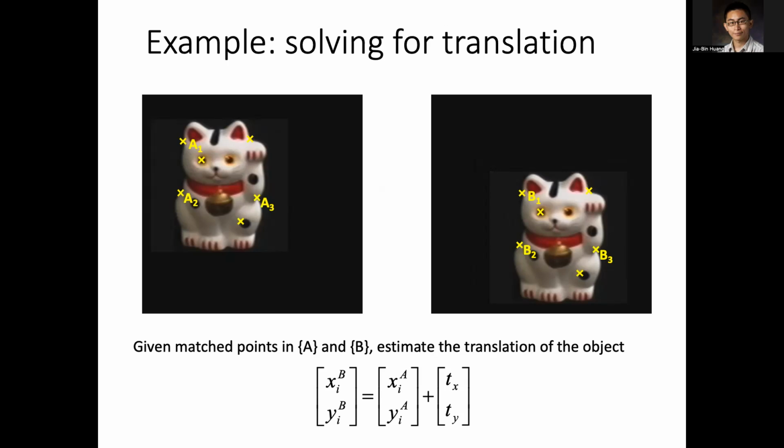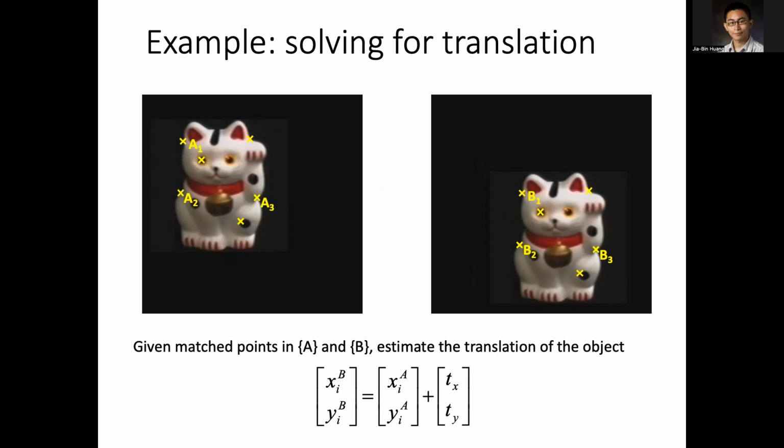Any idea? Yes. Subtract the numbers. Can you say that again? Sorry. Yeah, they're all the same dimension.